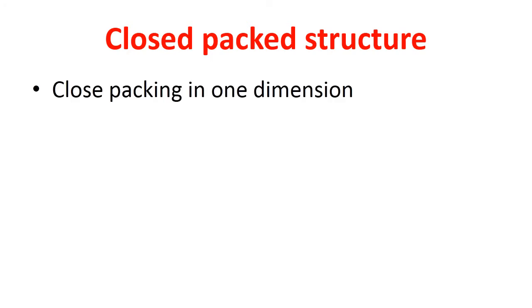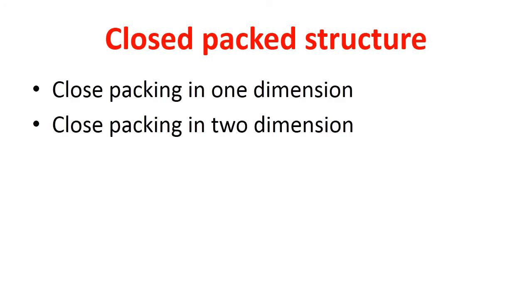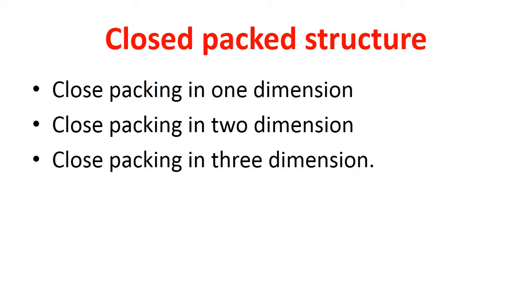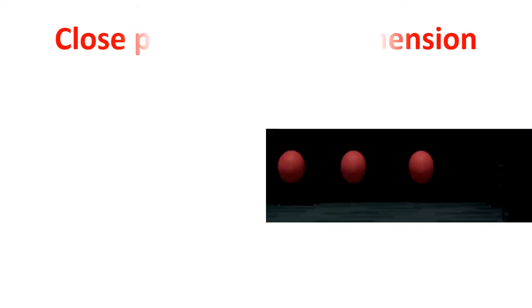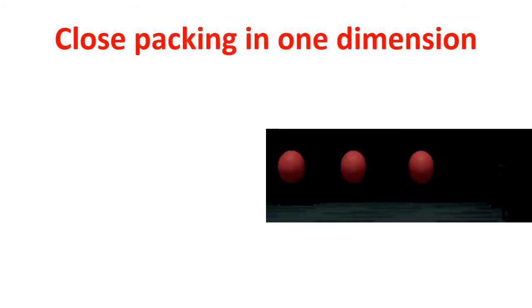The three-dimensional mode of close packing structure can be easily understood by dividing the whole process into 3 steps. It means that to reach close packing in three dimensions, you have to follow the first 2 steps, which we call close packing in 1 dimension, close packing in 2 dimensions, and the last and final one is close packing in 3 dimensions. First we will talk about close packing in 1 dimension.